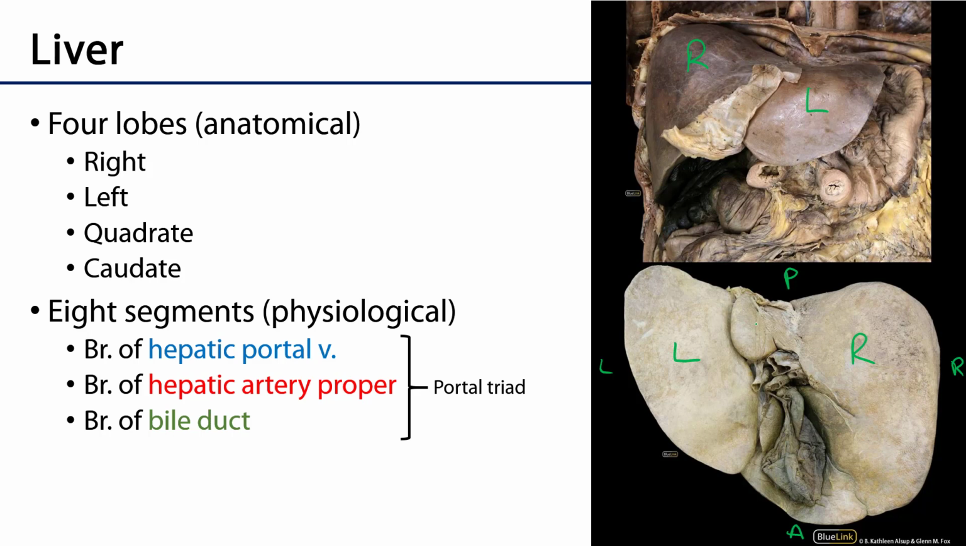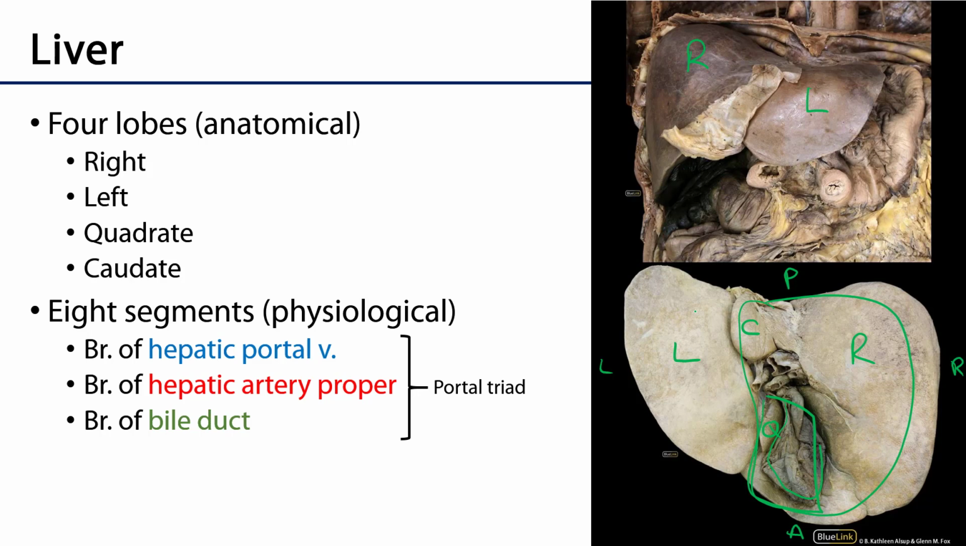There's also a caudate lobe, and it's obscured here by the gallbladder, but a quadrate lobe as well. The quadrate lobe is anterior, the caudate lobe is posterior. More often than not, these caudate and quadrate lobes are grouped anatomically with the right lobe when we discuss function in terms of anatomical lobes.